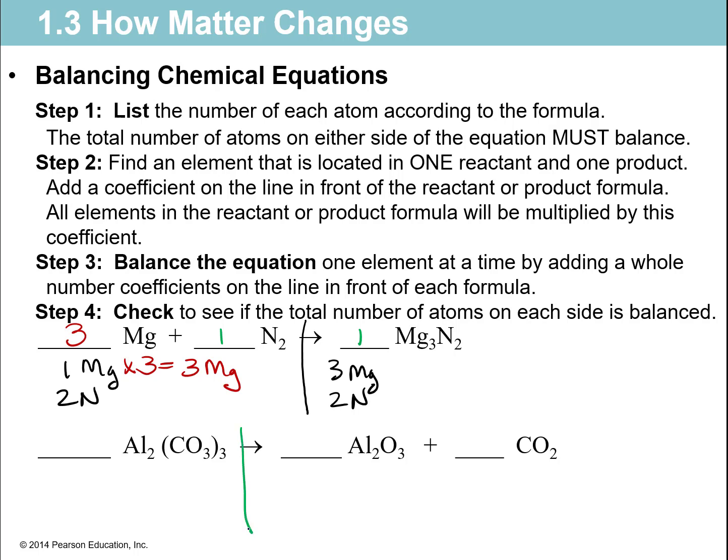What does it mean when you see the parentheses? No, I've still got to list. So how many aluminum in this? 2. So I have 2 Als. Now how many carbon is that? 3, because I have 3 CO3s. Remember in math, if you have a parentheses and a number outside, everything inside is multiplied by that number. So that is going to be 3 C's.